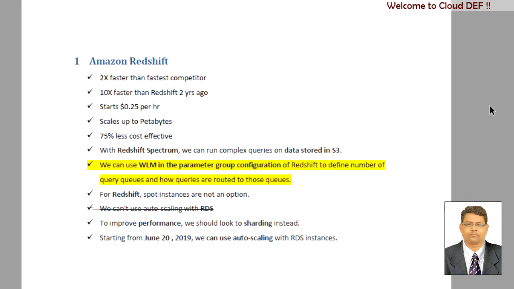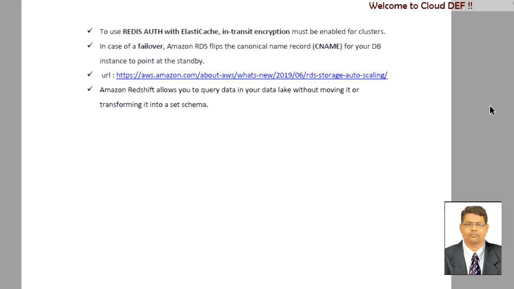To use Redis AUTH with ElastiCache, in-transit encryption must be enabled for clusters. In case of a failover, Amazon RDS flips the canonical name record, CNAME, for your DB instance to point at the standby. https://aws.amazon.com/about-news/2019/06/rds-storage-auto-scaling. Amazon Redshift allows you to query data in your data lake without moving it or transforming it into a set schema.